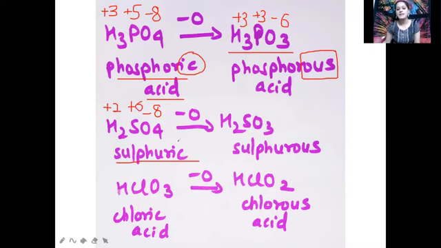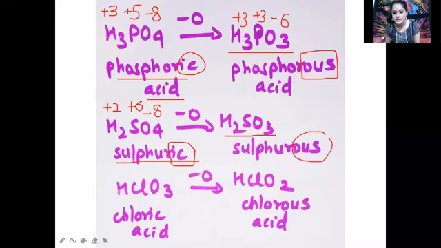So now we know that the oxidation state of sulfur will be plus 6 in sulfuric acid. Now what to do? Just remove one oxygen atom. After removing one oxygen atom, you are going to get H2SO3. And you will see that the last part of sulfuric acid will be replaced by ous. So it becomes sulfurous acid.